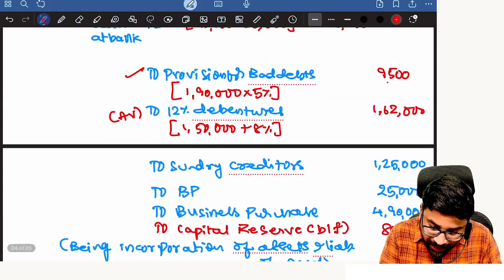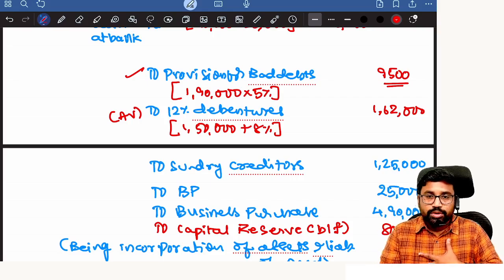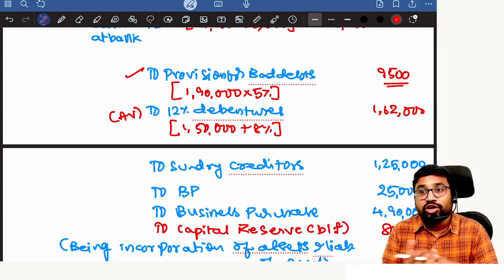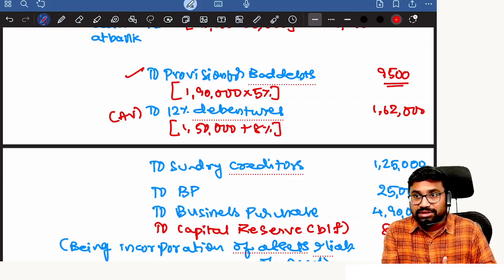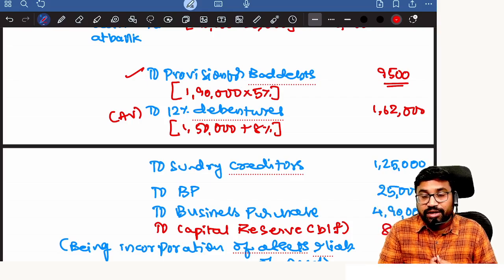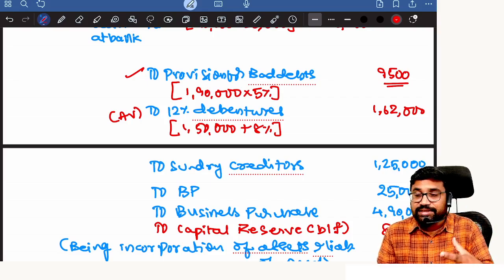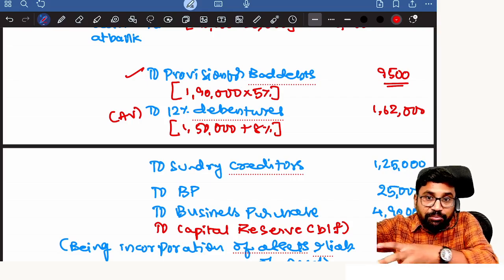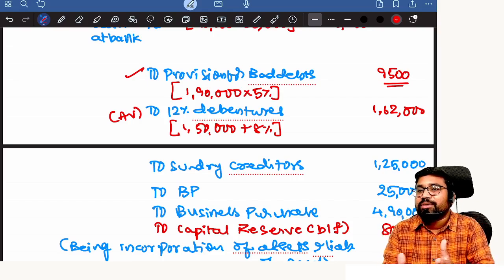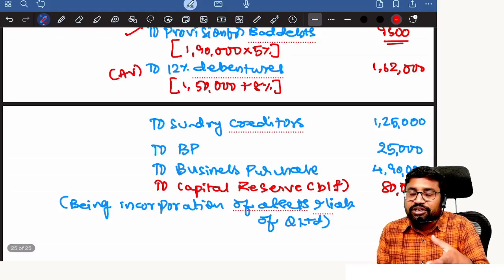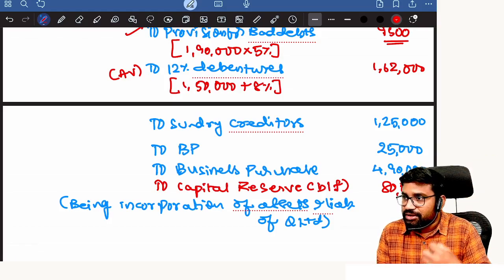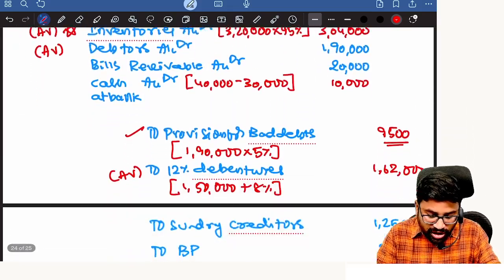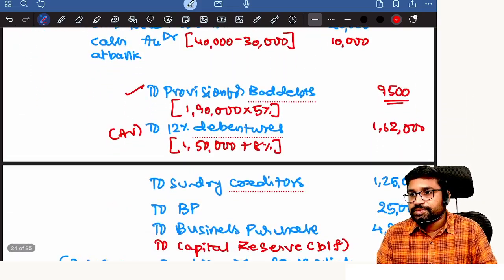See, for example, I am P, you are Q. In your company there are debtors of 1,90,000, but I am ready to take it 5% below. Why? Because from my point of view, I have a doubt regarding collection. Or maybe P Limited's practice is to create a 5% provision on their debtors. So whatever debtors come from Q Limited, I am creating a provision, because in the case of debtors there is no such thing as directly reducing the asset value. So we only create a provision. That's why we write debtors at gross value and create the provision separately. That is what we have done.